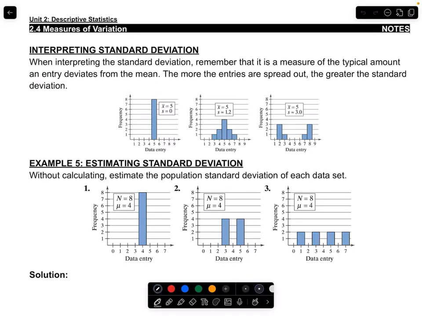Here we're going to look at interpreting standard deviation. So on the top half, it says when interpreting the standard deviation, remember that it's a measure of the typical amount an entry deviates from the mean. The more the entries are spread out, the greater the standard deviation.